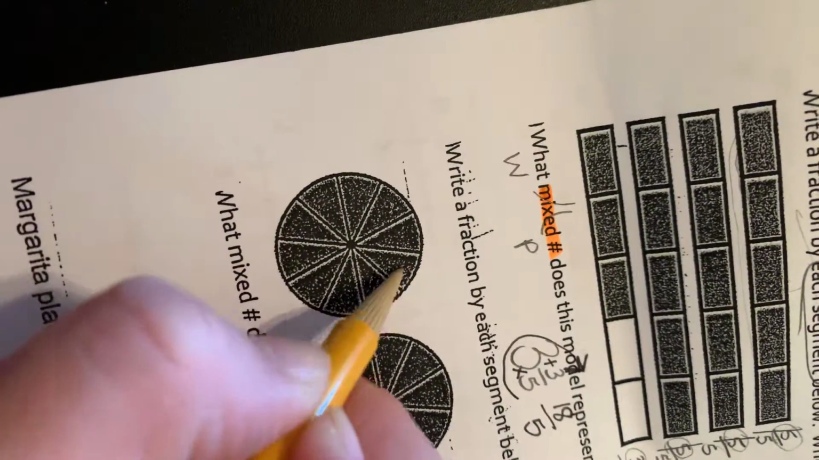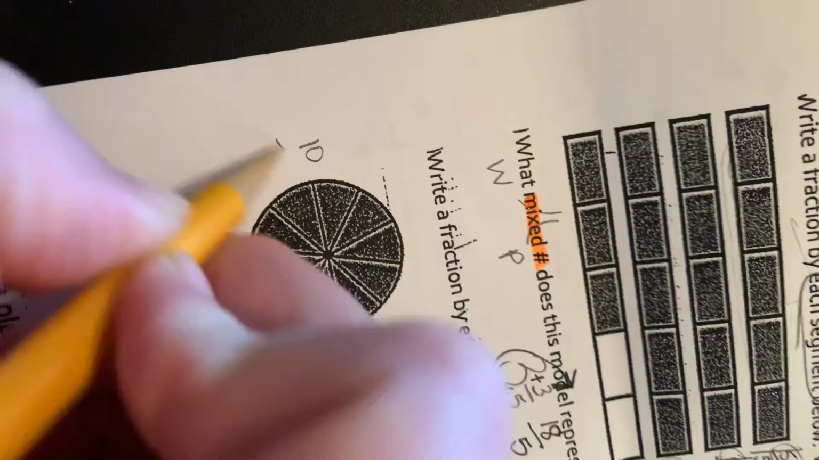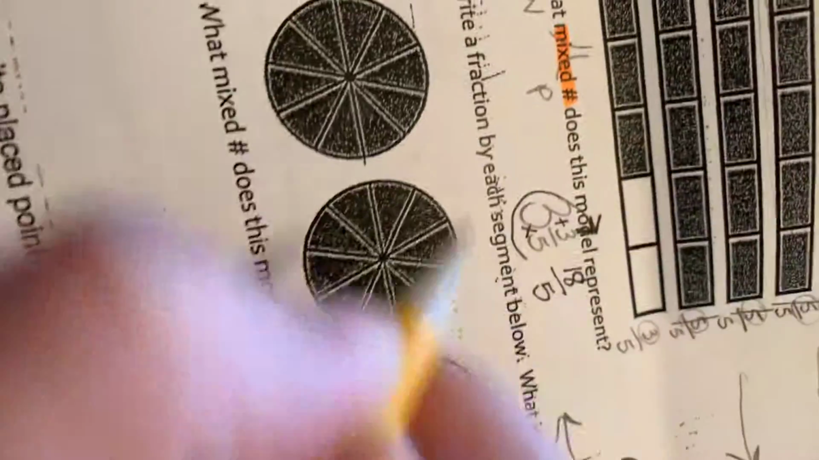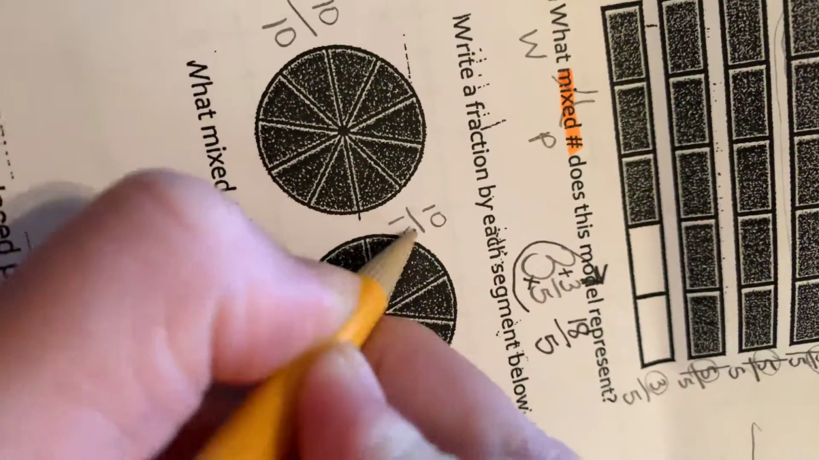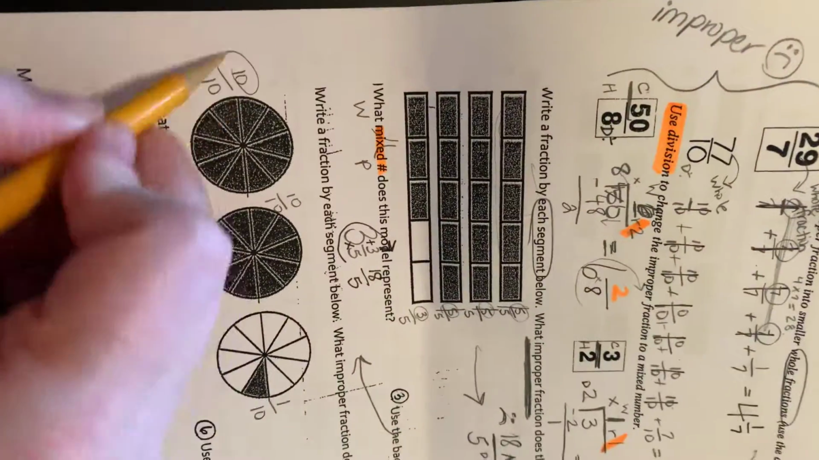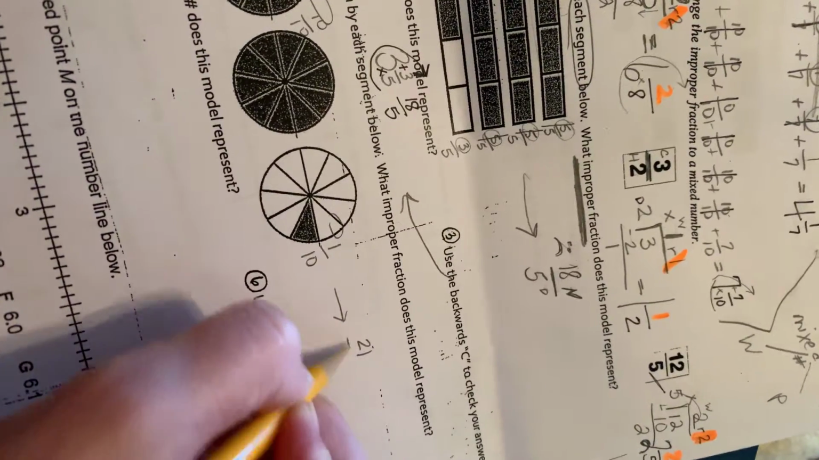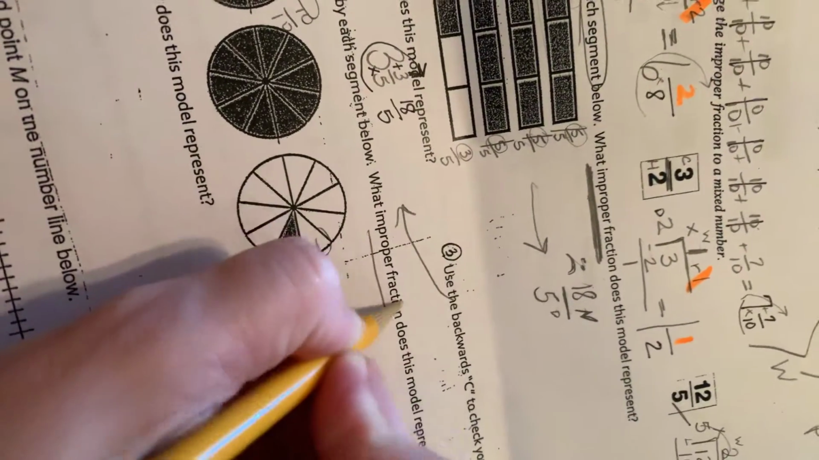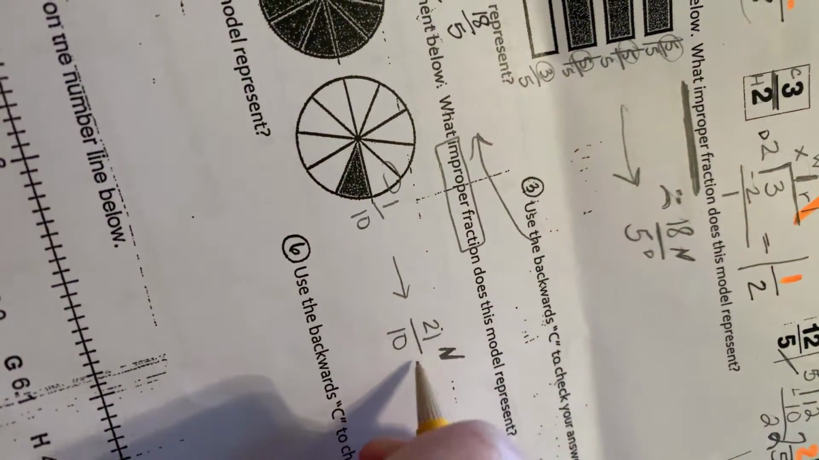All right, same thing. 2, 4, 6, 8, 10. 10 tenths. 10 tenths. 1/10. 21 tenths. Why is that improper? Yes, because the numerator is bigger than the denominator.